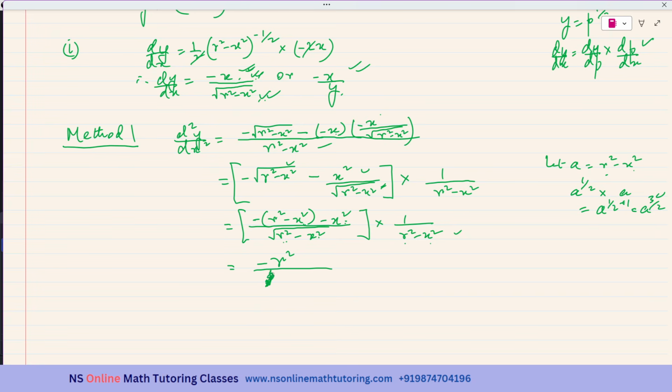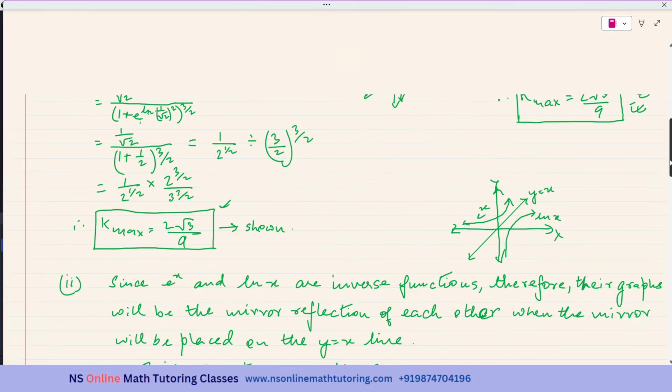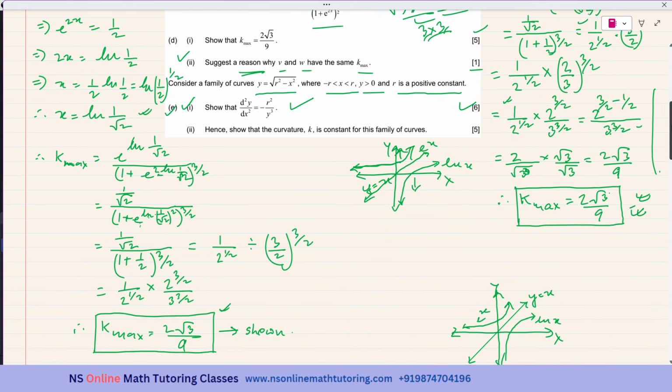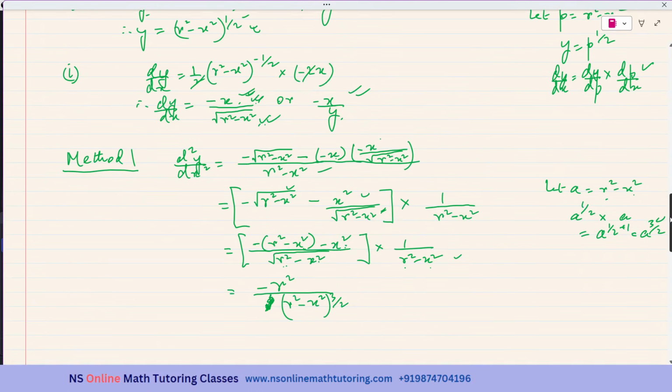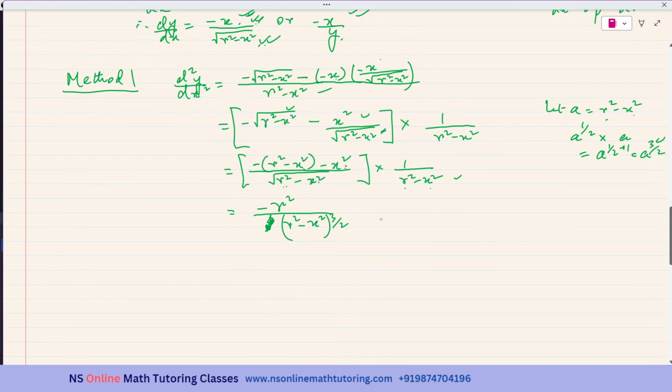Okay, I'm not taking the radical sign right now. It is r square minus x square raised to the power of 3 over 2. But I have to come to this expression, minus r square over y cube. So I can write this as minus r square over r square minus x square, whole raised to the power of half, and this is getting raised to the power of 3, that is 3 over 2. I have written it in this way, and this part is nothing but y.